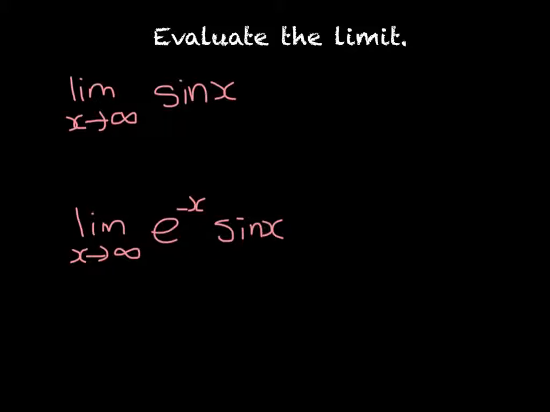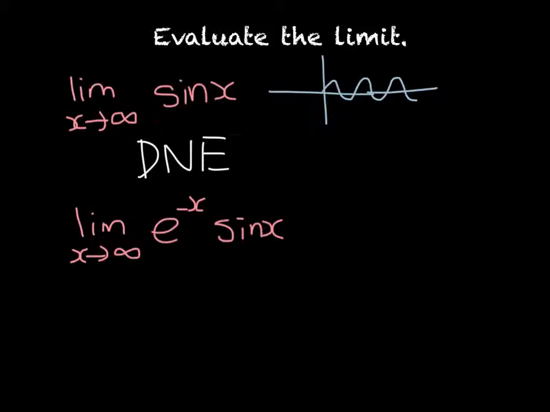The limit as x goes to infinity of sine of x. If we think about the graph of sine of x, we know that it's something called oscillatory, meaning it never really settles at one point. So this limit, in fact, does not exist, because you can go as far out to infinity as you want, but sine of x is still going to be oscillating, going back and forth.